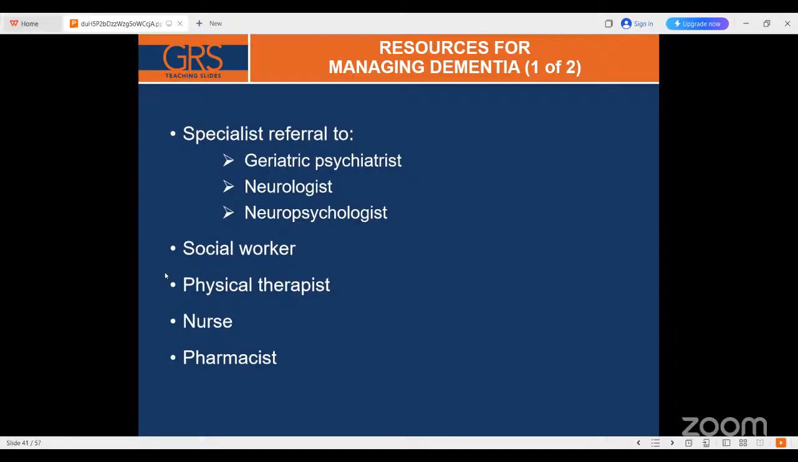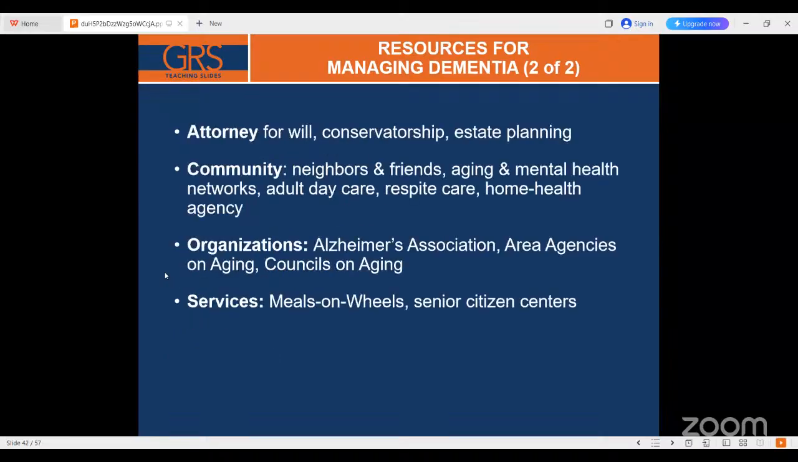So patients with dementia need special referrals to a geriatric psychiatrist, neurologist, neuropsychologist, social worker, physical therapy, nurse, and pharmacist. An attorney for a will should mostly be started as early as possible, as patients with dementia usually have a decline in their function, so it's better to have an attorney for the will established early.